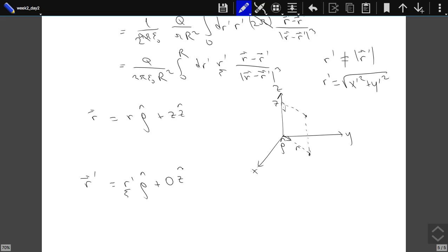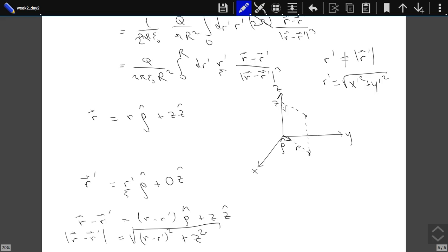Now, r minus r prime, this is a vector I will need. This is equal to r minus r prime in the rho hat plus z in the z hat direction. And I will also need its magnitude. Its magnitude is square root of r minus r prime squared, not in the rho hat, plus z squared. This is the magnitude.